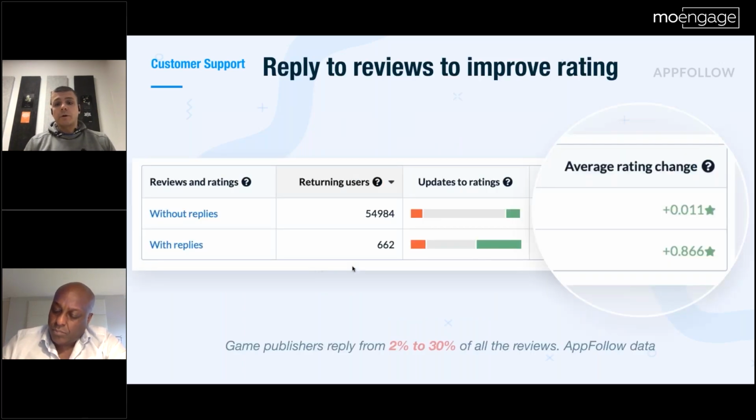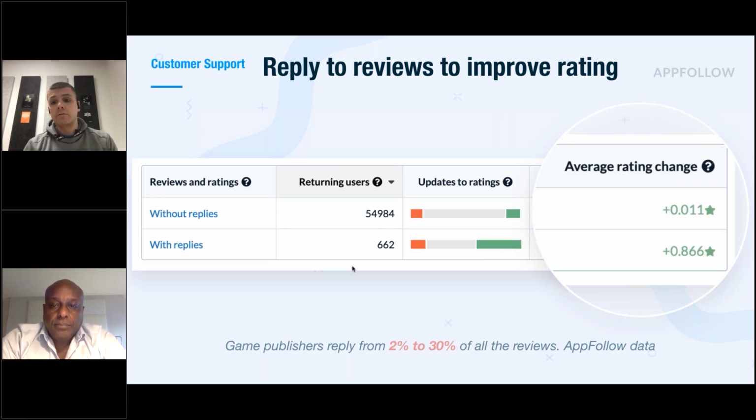Here are some statistics from our service. You can see here some data collected for a specific application. Most of the reviews were left without any replies, and the average rating change is barely visible. But for those reviews that had replies, the average rating change was almost 1 star. And again, this is something you can work on and influence, and this can be done pretty easily on your end.